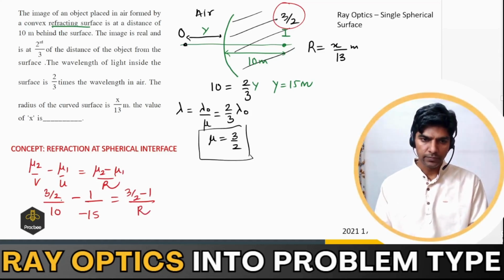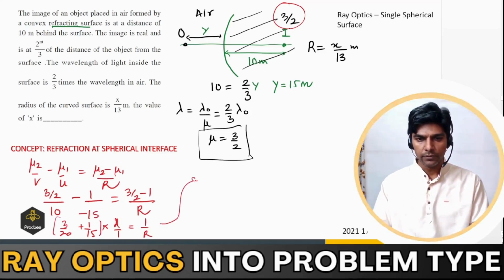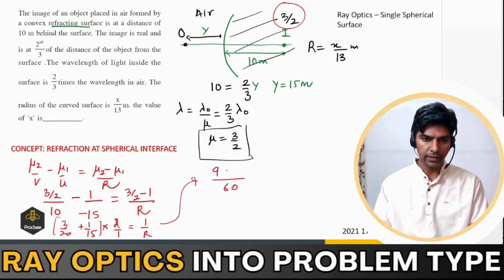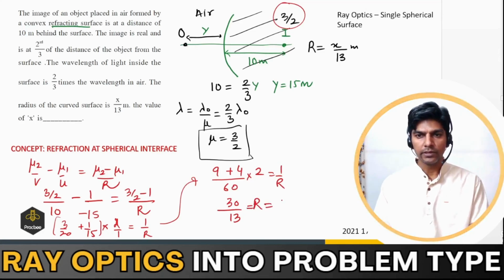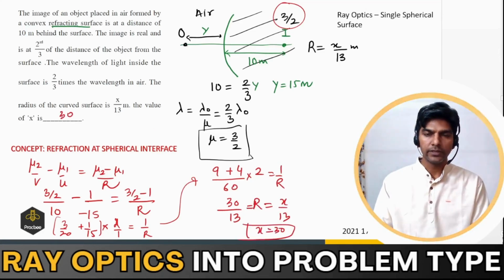So let us simplify this. So this comes out to be 3 by 20 plus 1 by 15 equals 1 times 2 by 1, so that will be 1 by r. So this can be written with LCM 60. So 9 plus 4 over 60 times 2 is 1 by r. So from this, 30 by 13 is the radius of curvature and it is given as x by 13. So x will be 30. Okay. So 30 is the answer of this question.